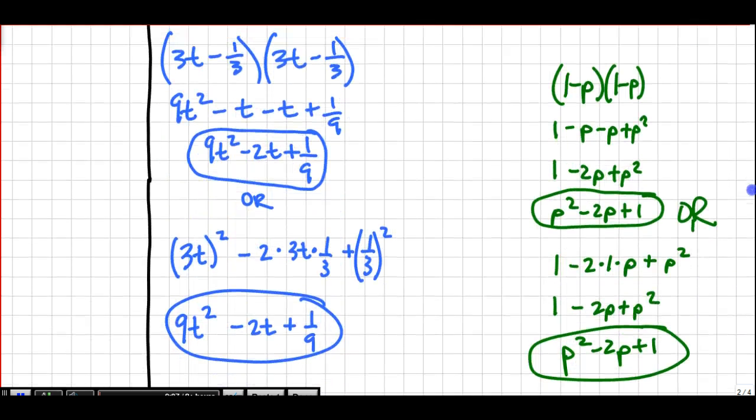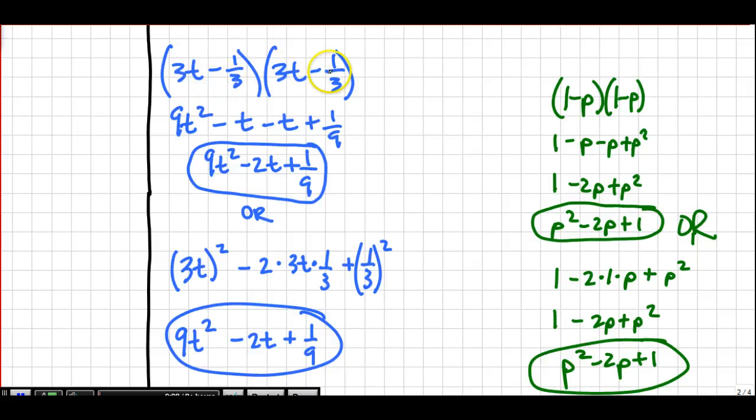Now that you've completed those two, up top here on each of these I've shown the FOIL method, which is one option you can take. On the second version of each of these I showed the binomial square theorem instead. Know that in both cases I got the same answer.